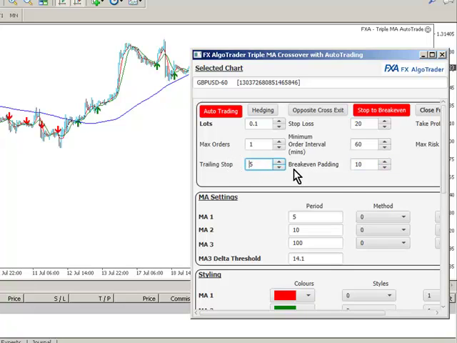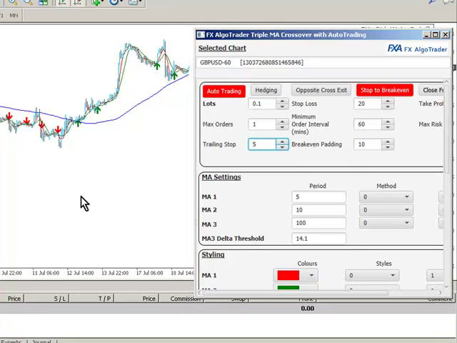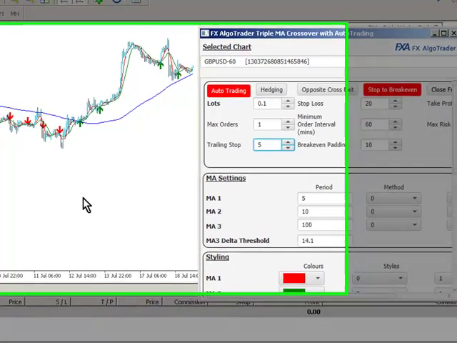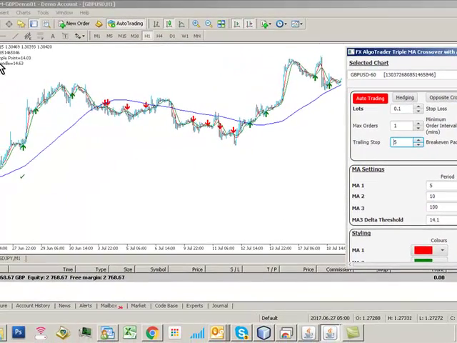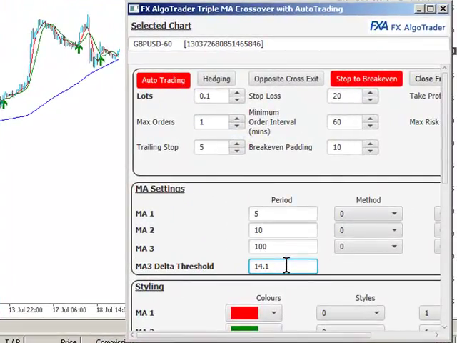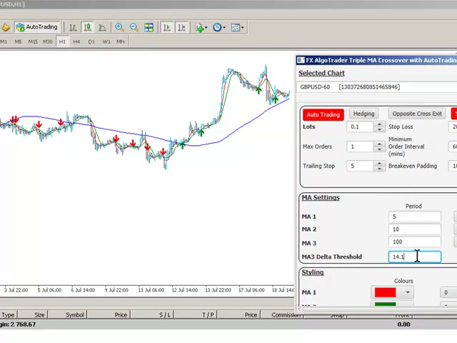Trading stop 5 and so on. Now what will happen is, if we get signals and if the moving average is on this gradient and the delta satisfies our threshold levels, then a trade will be placed. So there you go, folks. That is how this revised system works.